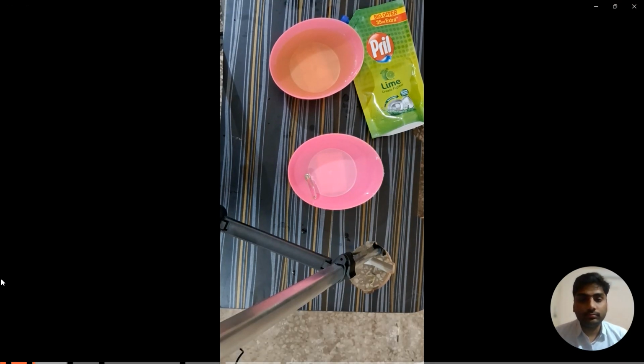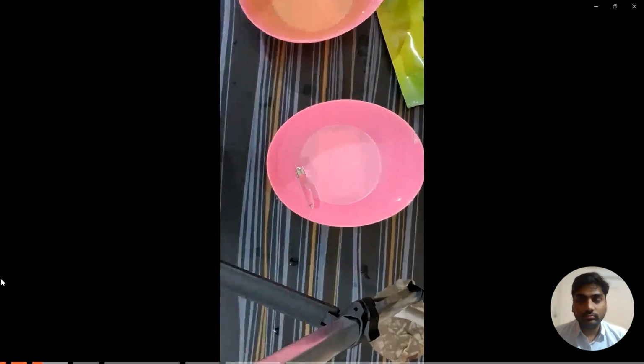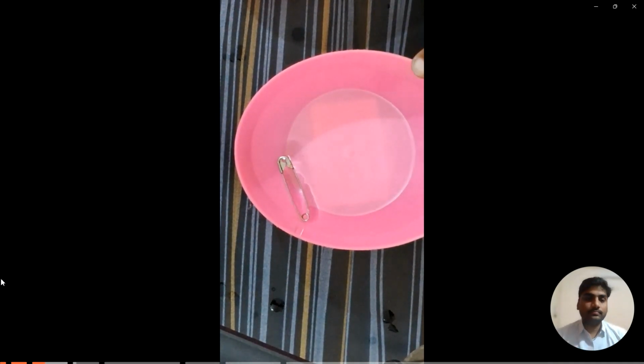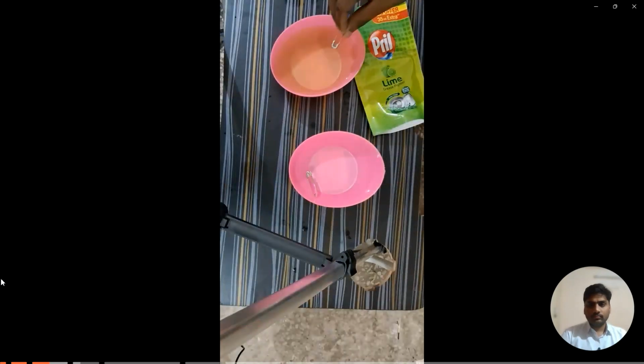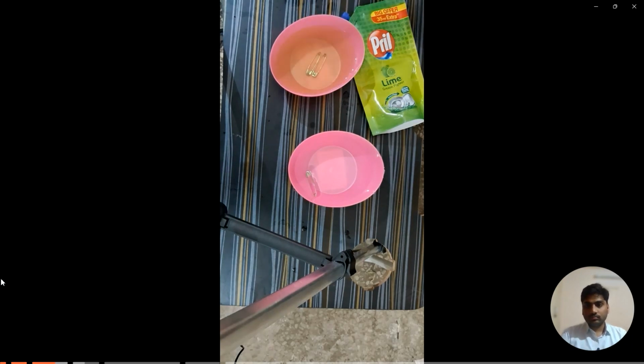We have taken two different kinds of water. One is tap water and another is tap water mixed with soap solution. We have tried to float a safety pin on both these solutions. You can see that the safety pin is able to float on this water. I will blow some wind to make sure it is floating. You can see it is floating. Now we will try to do the same in this soap solution. We will try. We failed. We will try again. Again, it is not able to float.